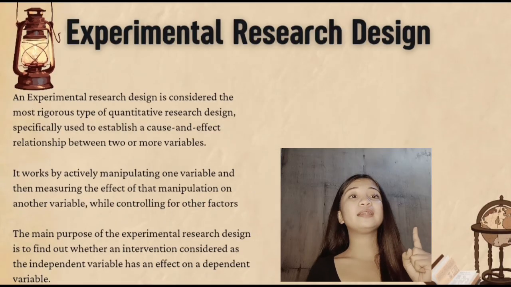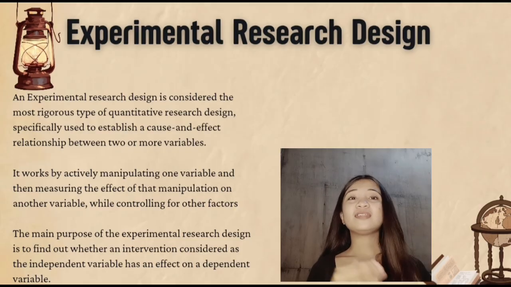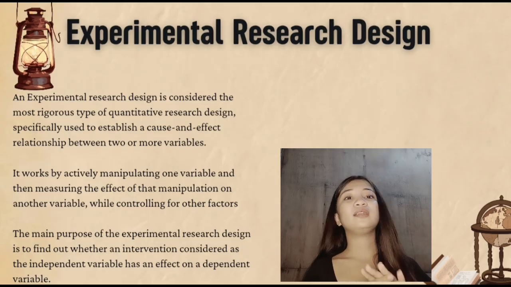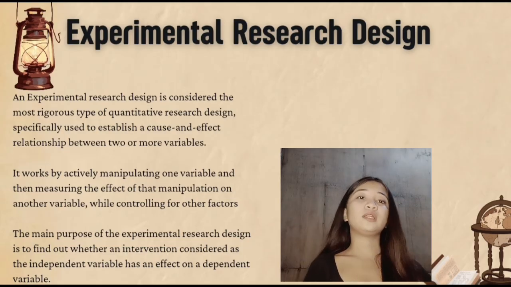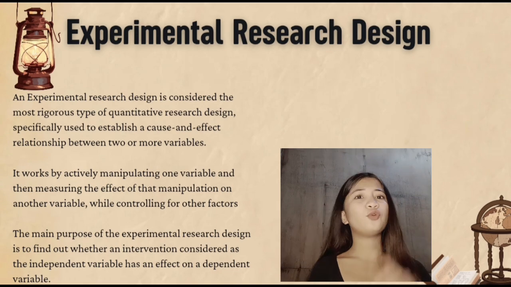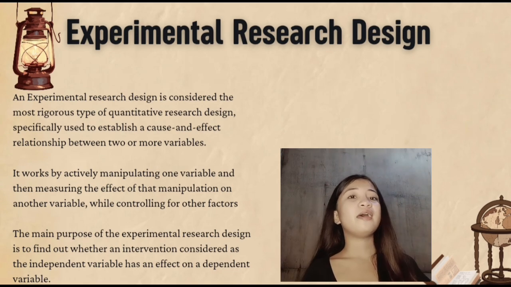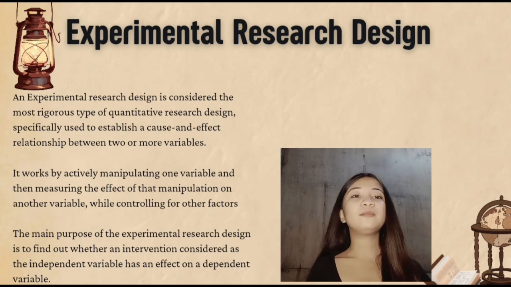First, we have the experimental research design. It is a type of quantitative research where the researcher controls and manipulates variables to find out the cause and effect relationship between them. Usually, there's an experimental group that receives the treatment and a control group that does not receive the treatment. It is important because it helps researchers prove if one variable truly causes a change in another. This design gives accurate and reliable results since the researcher has full control over the conditions of the study.